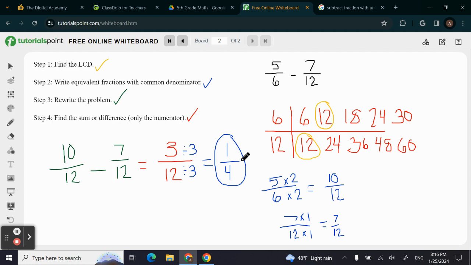I hope you have a deeper understanding of how to add and subtract fractions with unlike denominators after watching this video. Let me know if you have any additional questions.